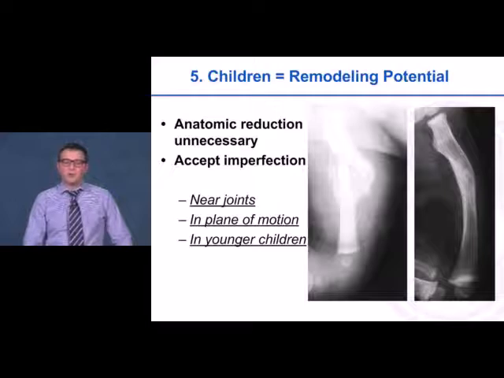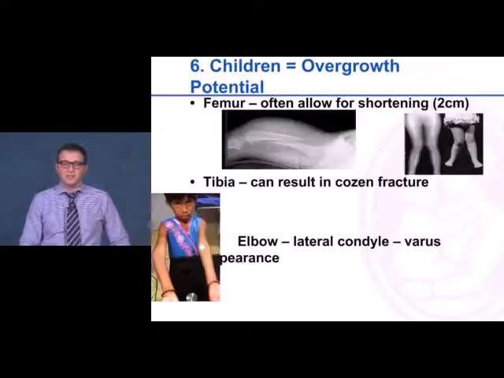Through a process called Wolff's Law, bone will remodel as growth continues based on the forces applied. And as you can see in this slide, there was at least 35 to 40 degrees of angulation that's already remodeled in 6 months to less than 20 degrees. So we can accept some imperfection. The greatest amount of remodeling tends to occur near joints, in the plane of motion, and in younger children.